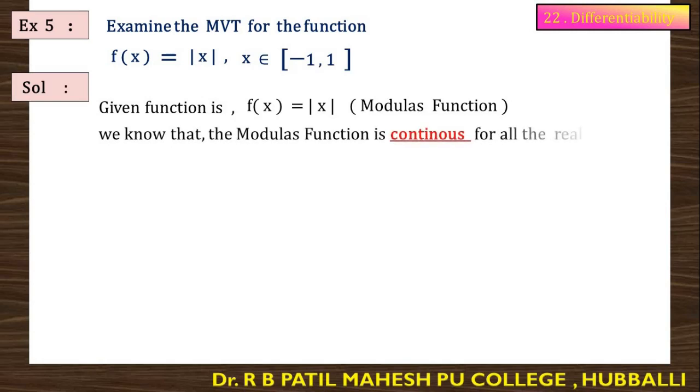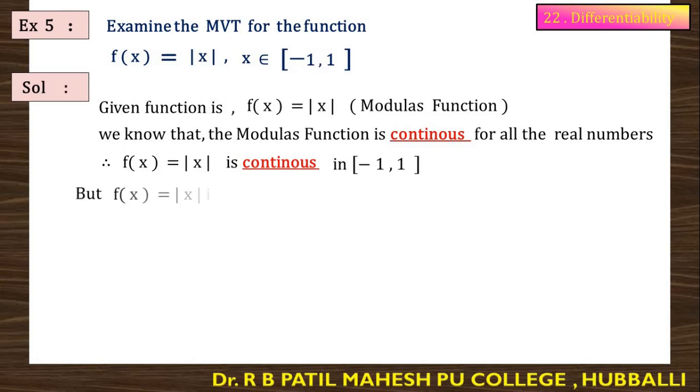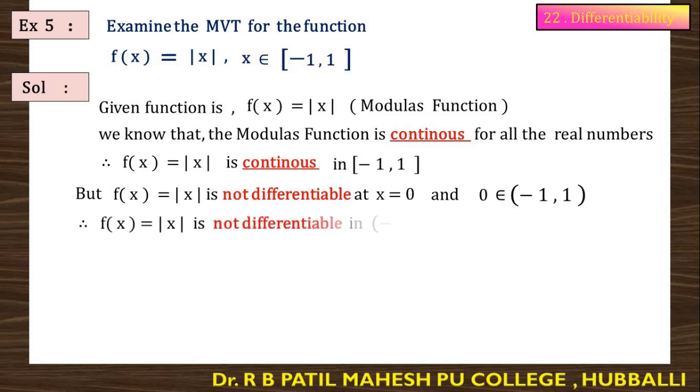We know that the modulus function is continuous for all real numbers. Therefore f of x equal to mod x is continuous in the closed interval [-1, 1]. But f of x equal to mod x is not differentiable at 0, and 0 belongs to the open interval (-1, 1). Therefore mod x is not differentiable in the open interval (-1, 1). So the mean value theorem fails here.